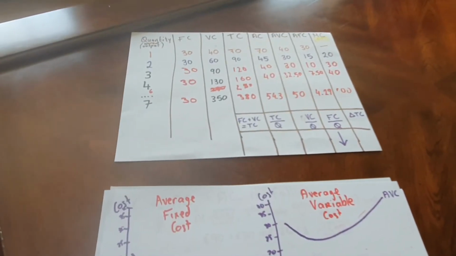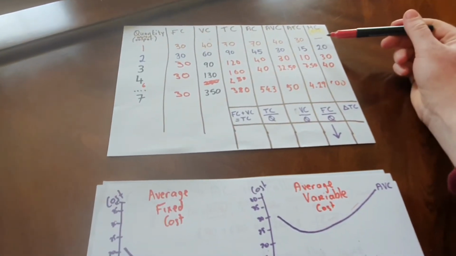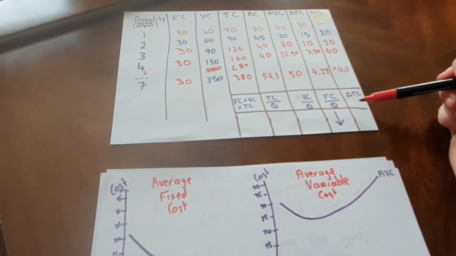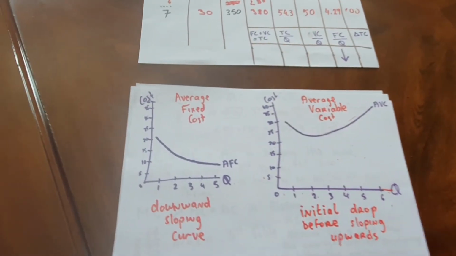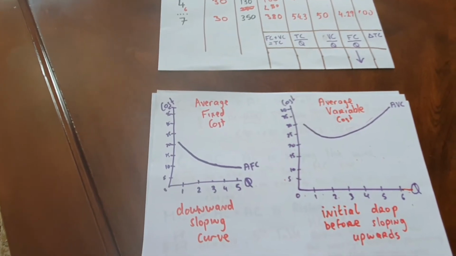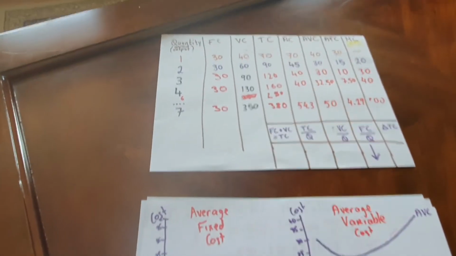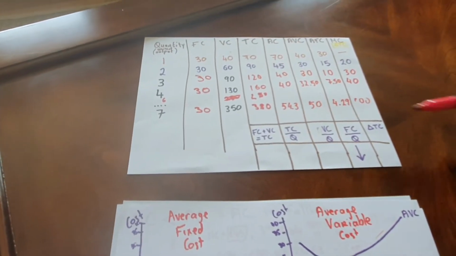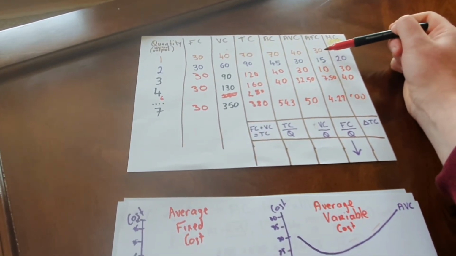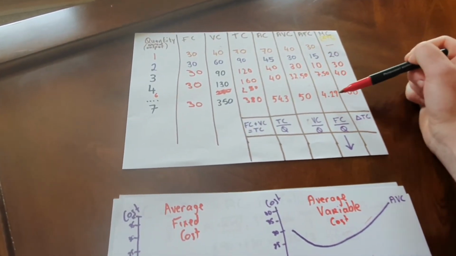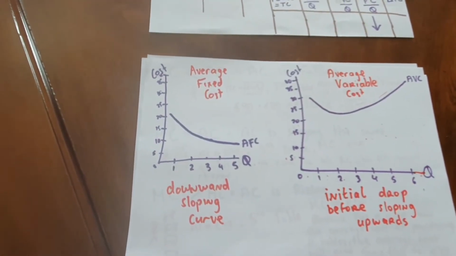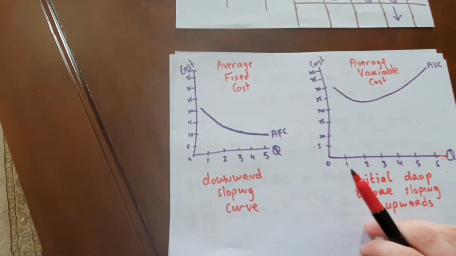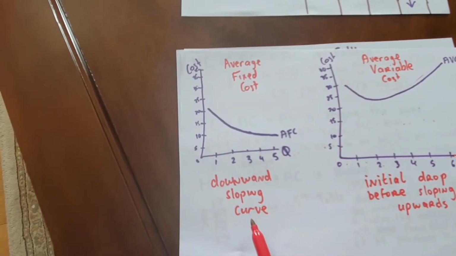Okay, so now that we've looked at what the different columns here mean and the different formulas for calculating them, we're going to look at what each one of these looks like within a graph. So we're starting with the average fixed cost curve. If we look at the fixed costs and the average fixed cost here, what we can see is the numbers are decreasing all the time. And that's exactly what happens in our average fixed cost curve. So when we see the graph, it's a downward sloping curve.